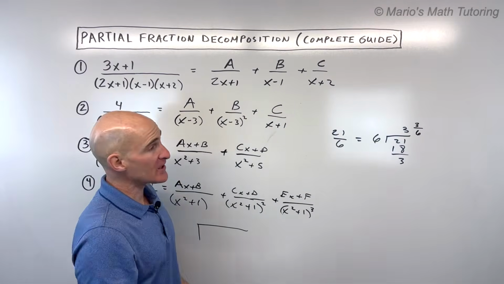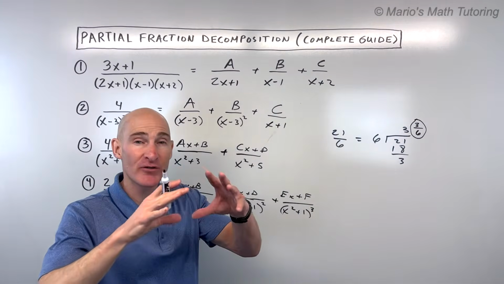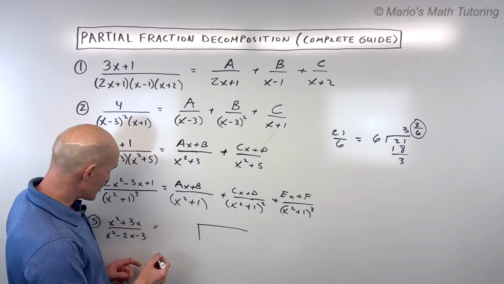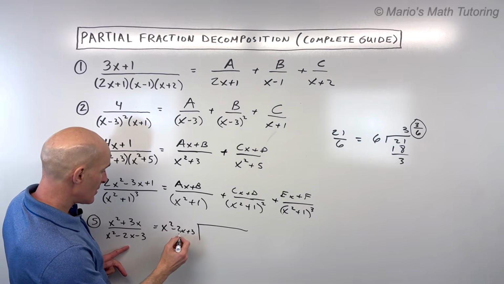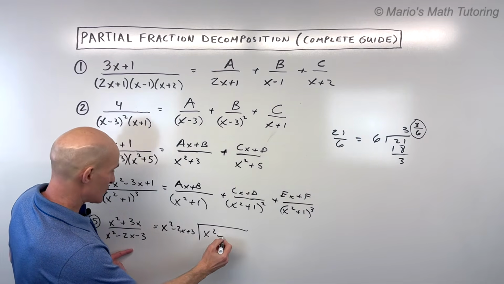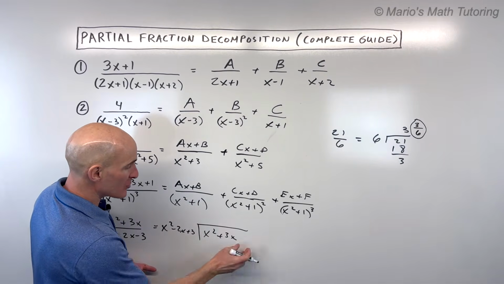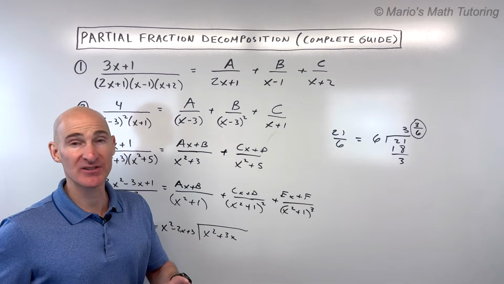But with partial fractions, you take this part right here, this fraction, and you do the partial fraction decomposition on that. And we're going to talk about all these different examples, but just to show you, for this one, you would set up x squared minus 2x plus 3 is going into the numerator, x squared plus 3x. However many times it goes in, if there's a remainder, you're going to take that remainder over the divisor, and you're going to do the partial fraction decomposition on that.